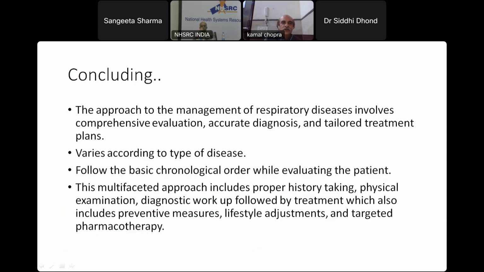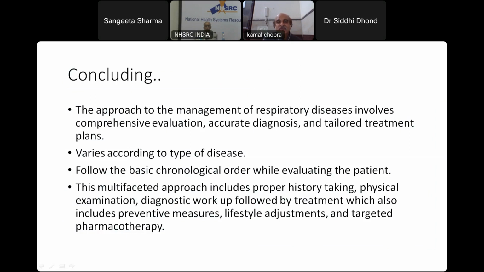To conclude, the approach to management of respiratory disease involves comprehensive evaluation. Evaluation is mainly on the history, examination, and accurate diagnosis. Different diagnostic modalities are there, but all need not be done. Based on the clinical examination and history, we should shortlist the diagnostic modalities. The treatment plan should be tailored as per the disease confirmed, which varies according to the type of disease.